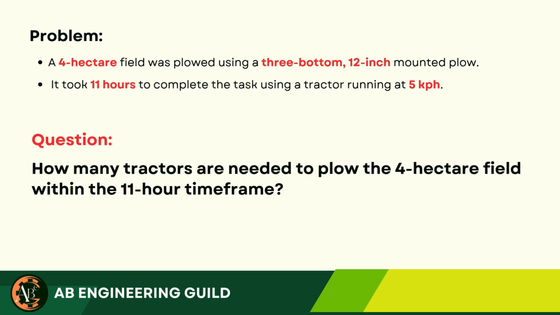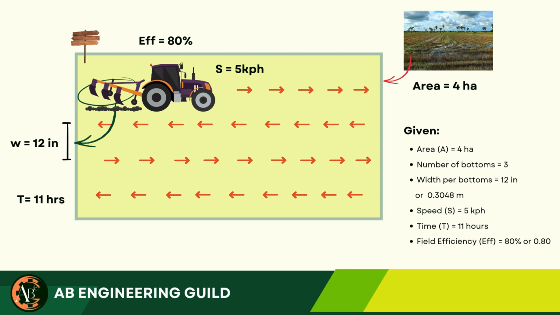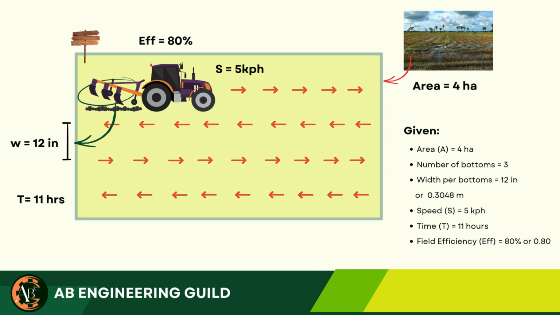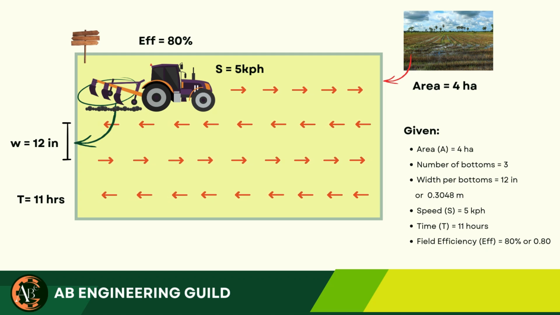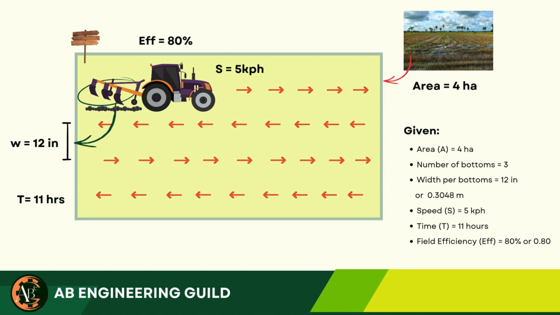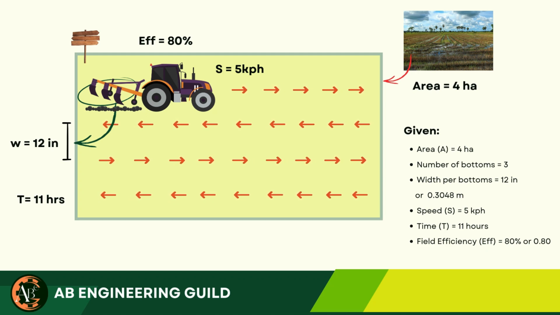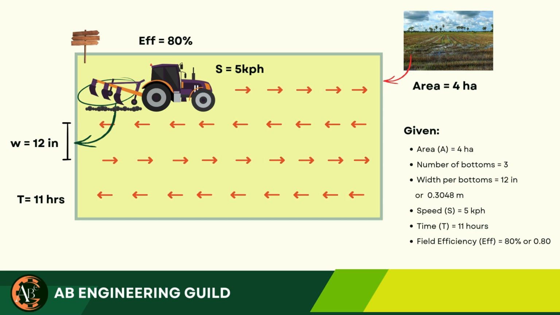Now, the big question is, how many tractors would be needed to plow the entire 4-hectare field within that 11-hour time frame? In other words, we want to know how many machines working together would be required to finish the job on time, given the equipment size and speed. Before we dive into the math, let's make sure we understand all the pieces: the total area, the plow size, the speed of the tractor, and the time limit. Once we've got those locked in, we'll be ready to calculate how many tractors are needed to get the job done efficiently. The givens are as follows.